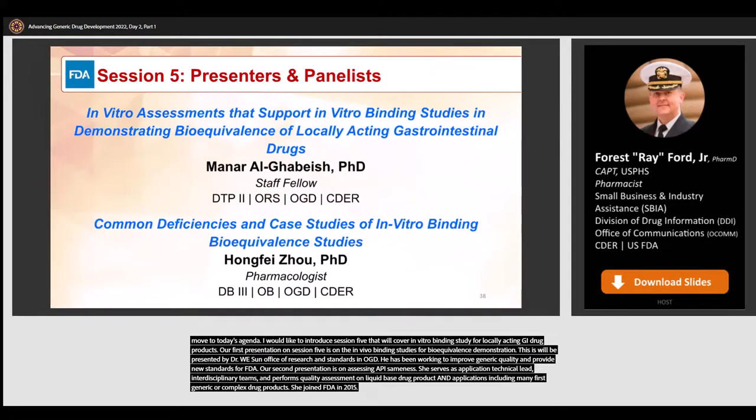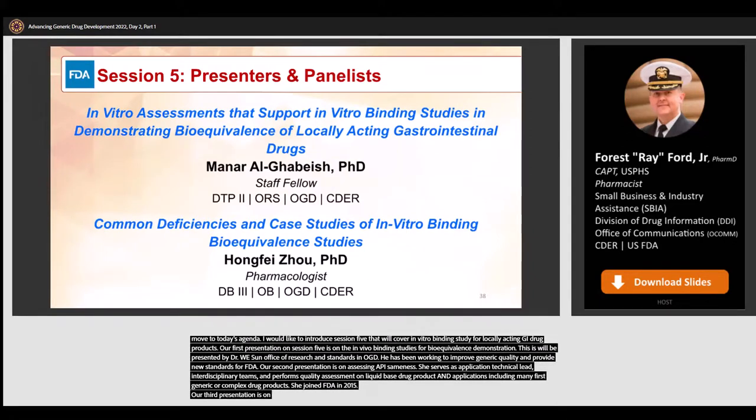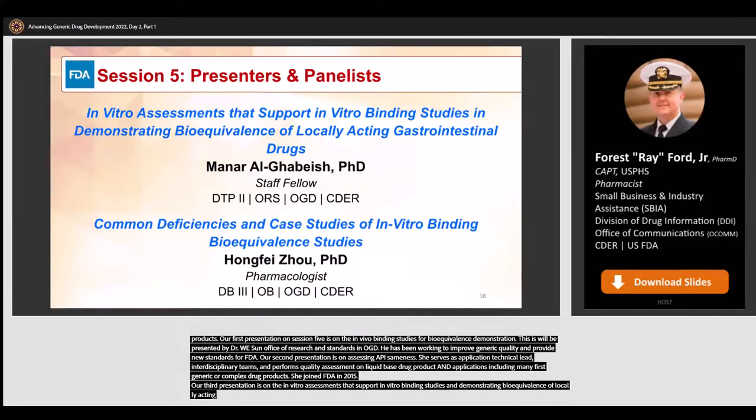Our third presentation is on the in vitro assessments that support in vitro binding studies and demonstrating bioequivalence of locally acting gastrointestinal drugs. Our presenter, Dr. Manar Al-Ghabish, joined FDA in 2015. In 2021, Manar moved to ORS and OGD, where she continues to be involved in regulatory science related to therapeutic performance of oral dosage forms.